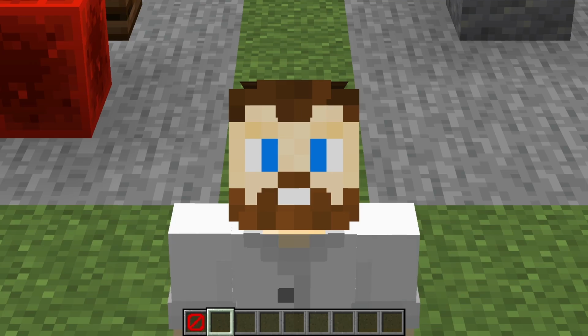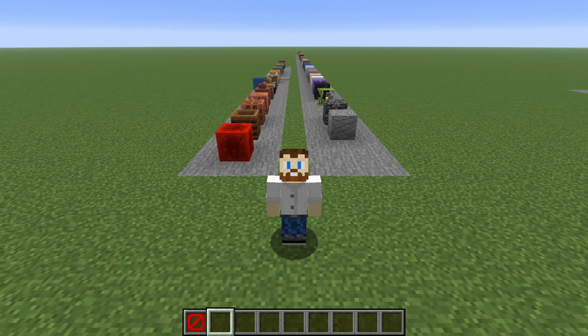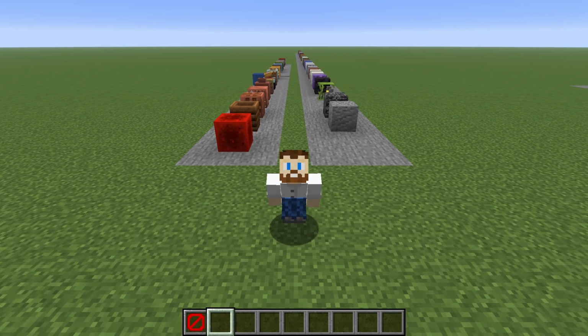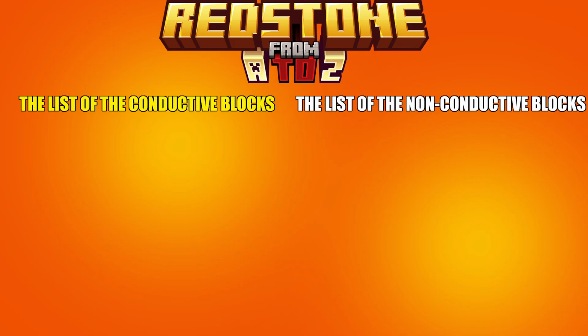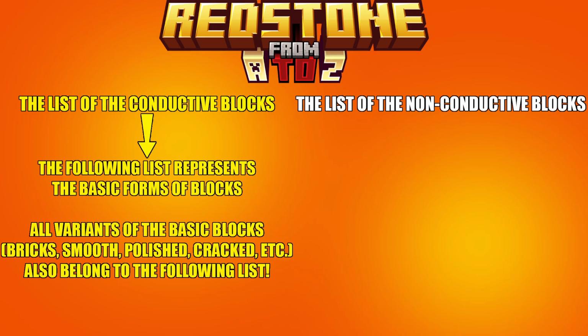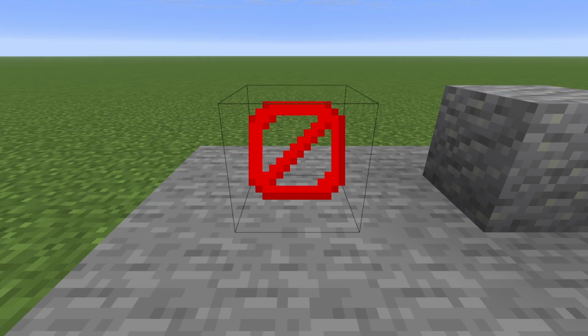Conductivity. First of all, let's have a look at the list of the conductive and non-conductive blocks. Recognizing the blocks in the two lists helps us to be aware of the terms and concepts. The list of the conductive blocks. This list contains the basic forms of blocks that share common properties of conductive blocks. All variants of these blocks, for example bricks, smooth, polished, cracked, etc., are also conductive.